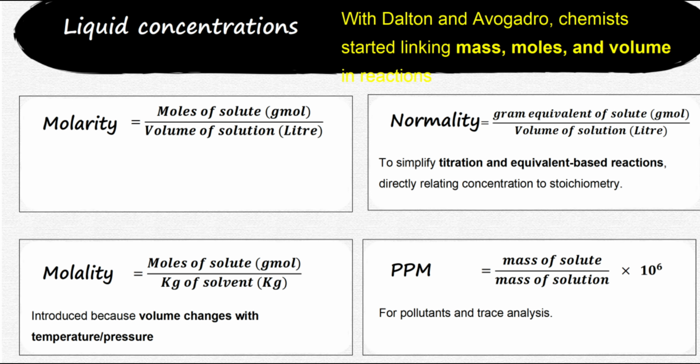The third concept is liquid concentrations. After the invention of Avogadro number or moles, the concentration is mentioned using 4 different parameters: molarity, normality, molality and parts per million. Molarity is moles of solute by volume of solution, and molality is moles of solute by mass of solvent, and normality is gram equivalent by volume of the solution. ppm is mass of solute by mass of solution into 10 power 6.